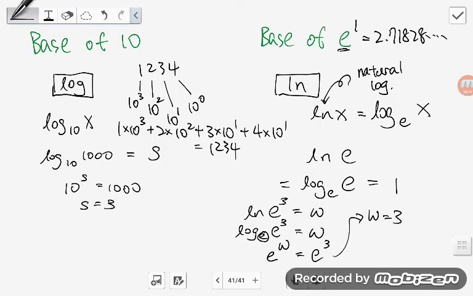Okay. I hope you guys understand the difference between these two. Later on, we'll do a bit more with them. But for now, you need to know what it means when people only put down log without any base, and what it means when people put down ln. So that's what we have to know here. Okay, I'll see you guys in the next video.